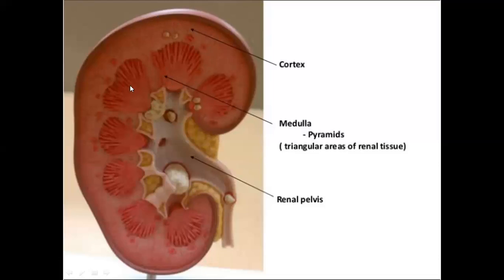So say for example, 1, 2, 3, 4, 5, 6, 7, and 7 in this kidney.